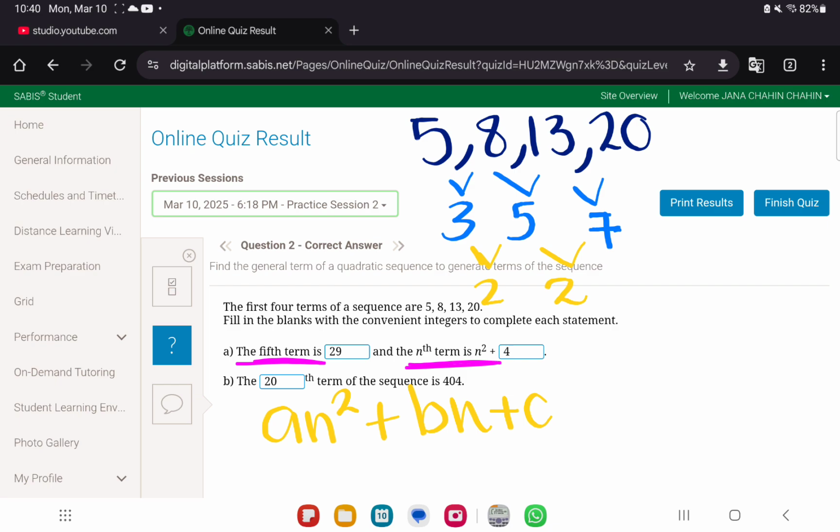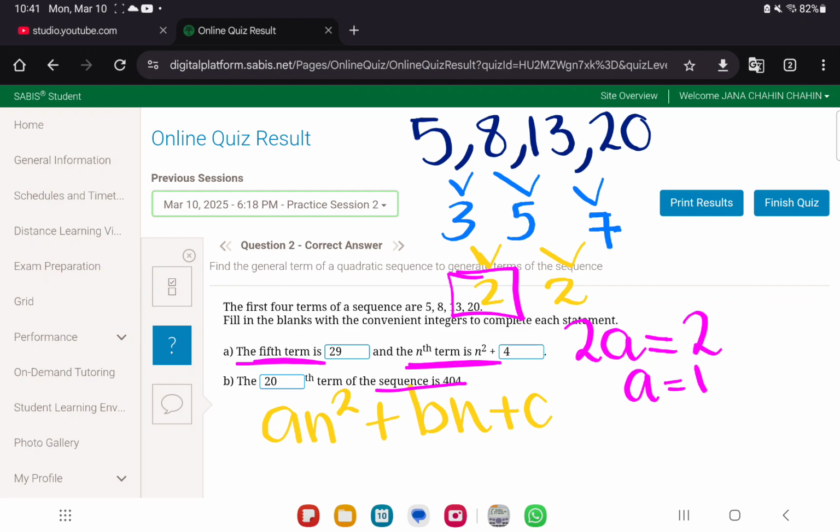The second part is to find which term of the sequence is equal to 404. First, to find the nth term or the rule, we're going to use the 3 rules for finding this. So how do you find a? To find a, you do 2a equal to the common difference. Our common difference is 2, which means a is equal to 1.